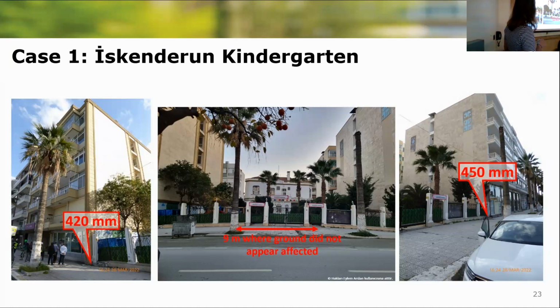But the buildings on either side, we measured this building on the left, 5-story mid-rise building, 420 millimeters of settlement. And then this building on the right, or the west, 450 millimeters of settlement. So significant settlement took place on either side of the kindergarten. And yeah, you can see that the ground deforms. There's about 9 meters in between those 2 buildings where it appeared that the ground was not affected, and then back down to that deformation.